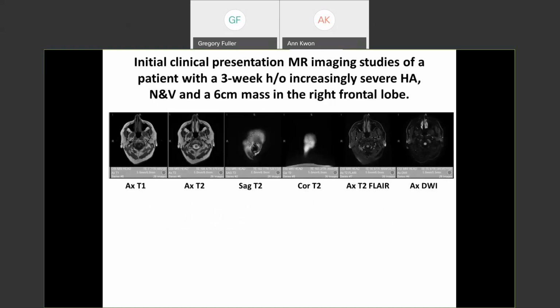Initial clinical presentation MR imaging studies of a patient with a 3-week history of increasingly severe headache, nausea and vomiting, and a 6-centimeter mass in the right frontal lobe. All right, what is the patient's disease? What disease does the patient have? I'm giving you all of the information you need.